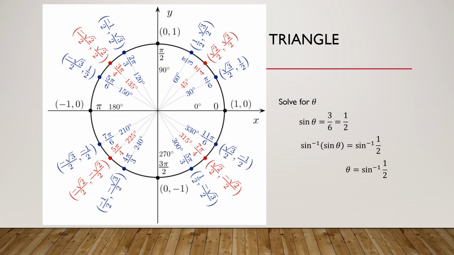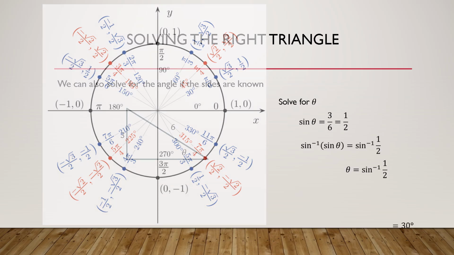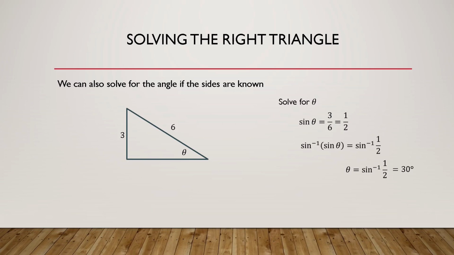Again, we refer to our unit circle, looking for a sine or a y component that equals 1/2. In this case, we can restrict our search to quadrant 1 since we are looking for an acute positive angle. The domain of sine in this problem will be the interval from 0 to pi/2. We find that 30 degrees is the correct angle, therefore theta is equal to 30 degrees.